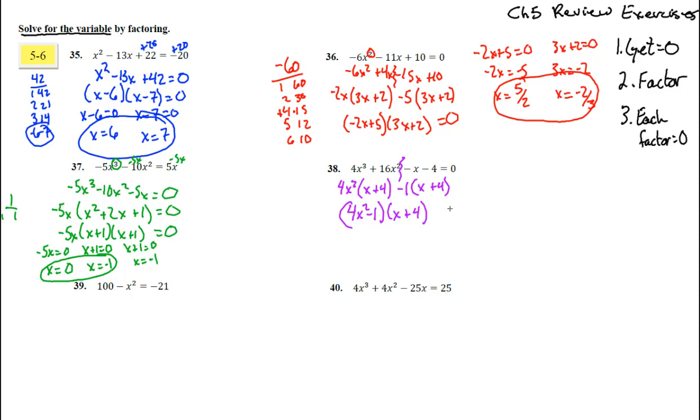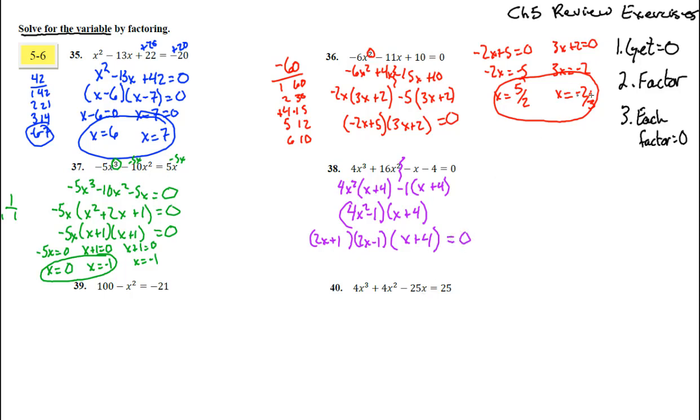Good. Now let's look harder. Can any of these go down further? Yes! That first factor is actually a difference. There's a subtraction right there, a difference of two perfect squares. And we know that pattern. That's 2x plus 1, 2x minus 1. And then we have the x plus 4 that is already as low as it can go. So now we've factored it.